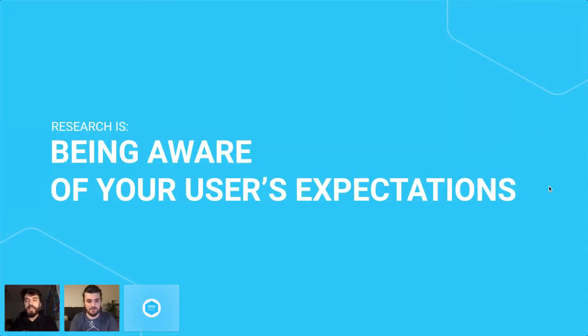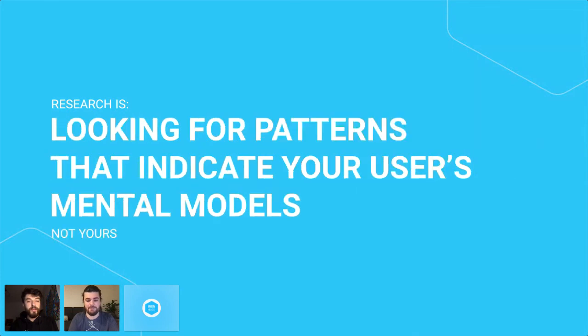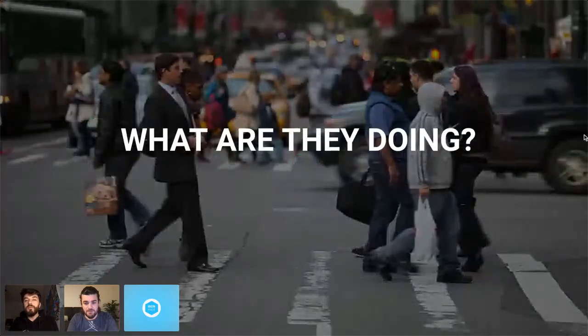So basically, this UX research is about being aware of your users' expectations. It's about looking for and finding these patterns that indicate users' models that we can make, these personas that we use, that help us in design decisions during the process. And about these mental models, actually. So what are these people doing? I wanted just to illustrate a point.